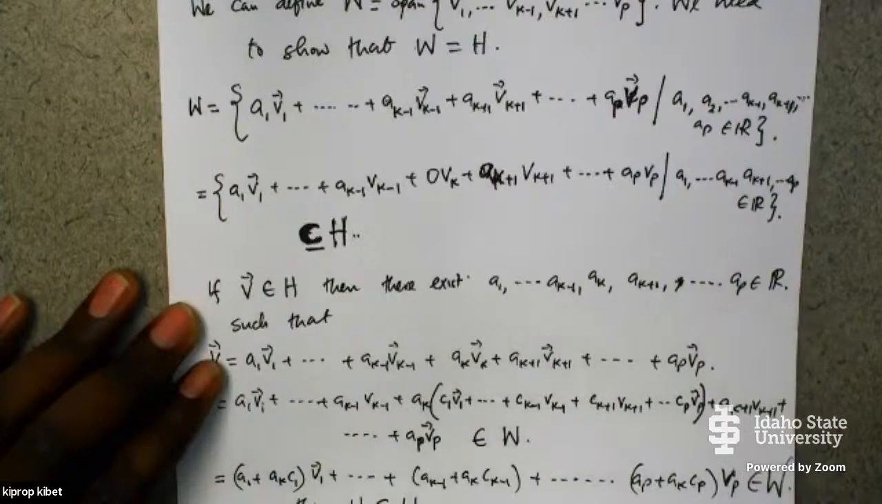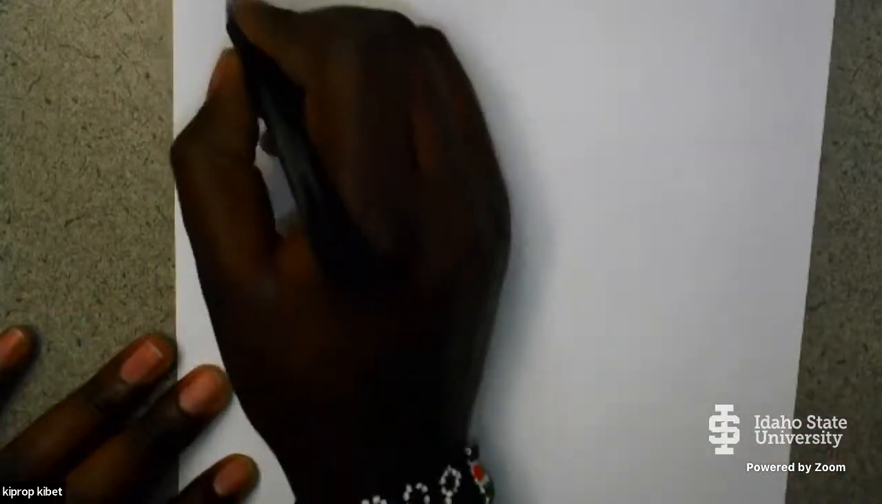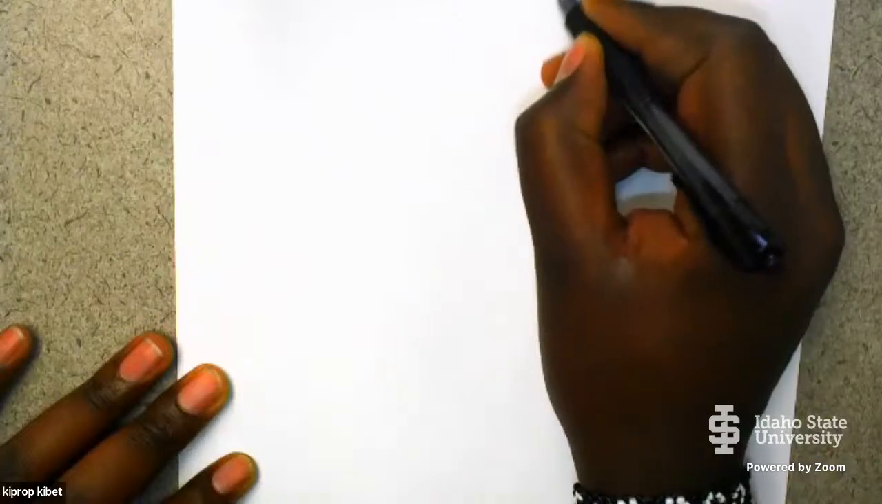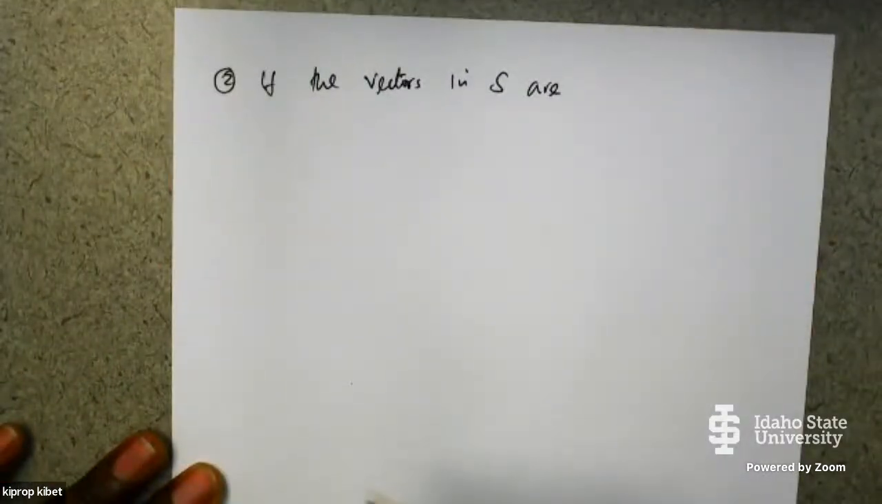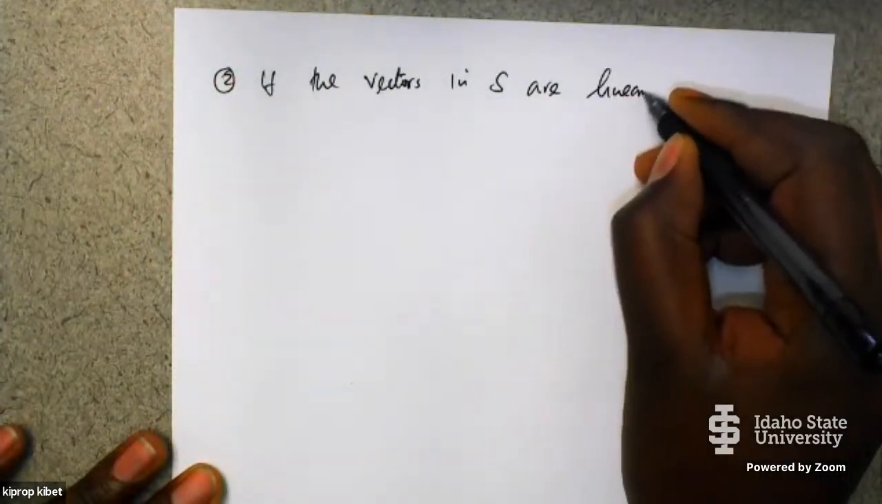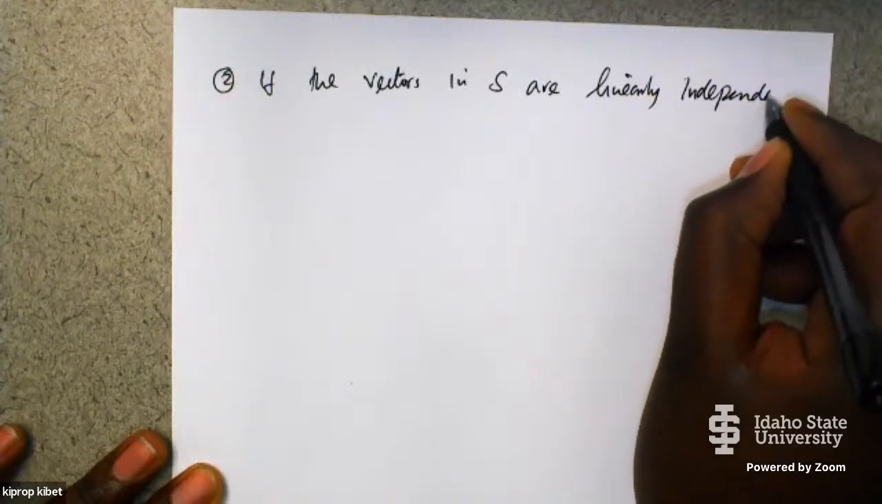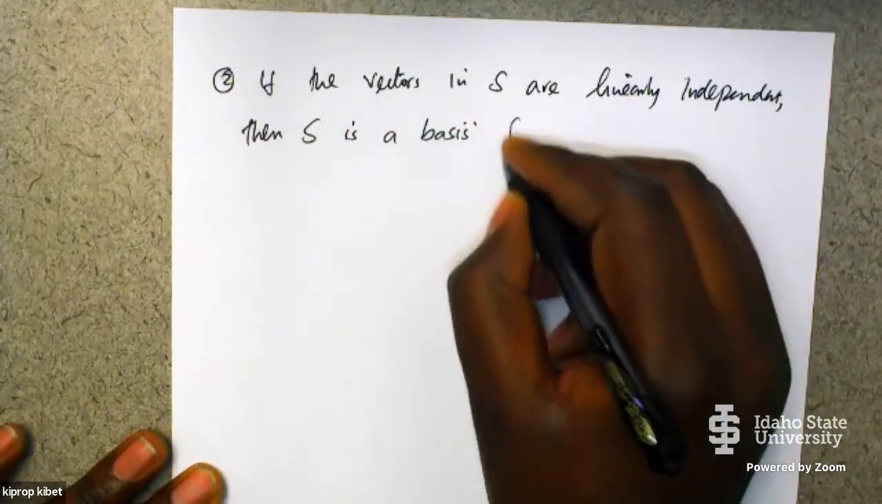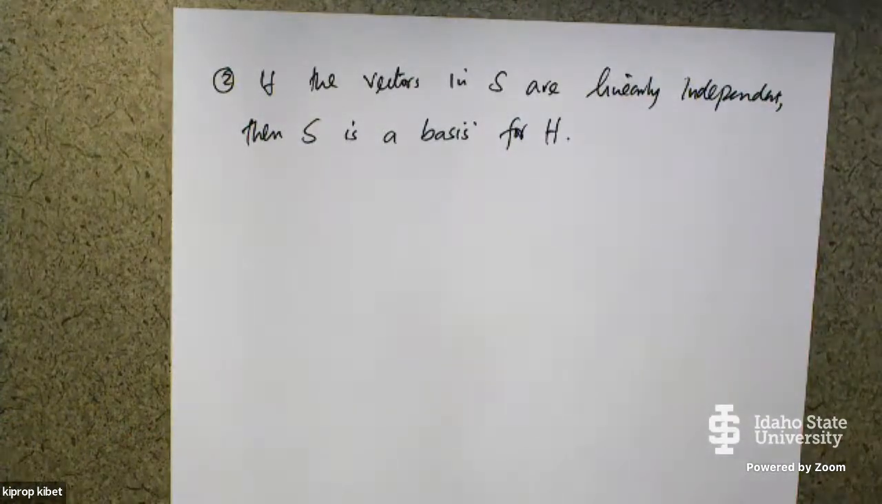Now, number 2, we want to see if S contains a basis of H. If the vectors in S are linearly independent, then S is a basis for H.